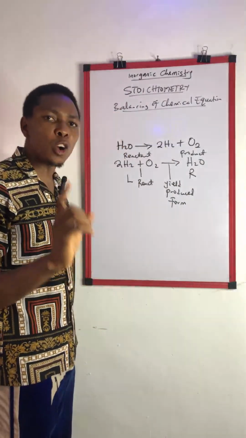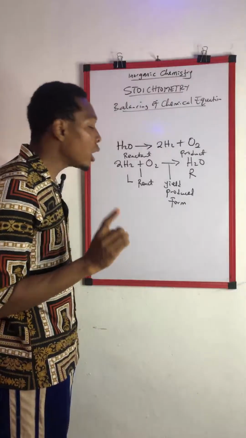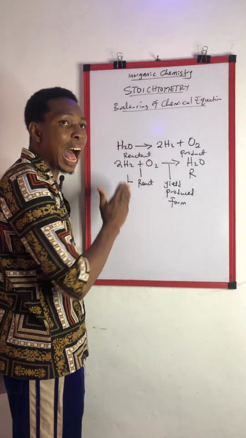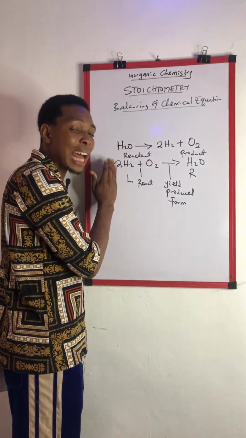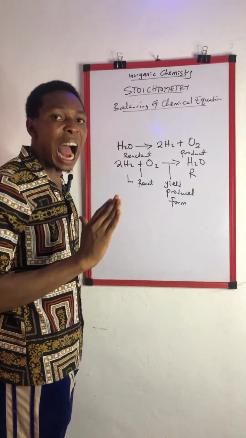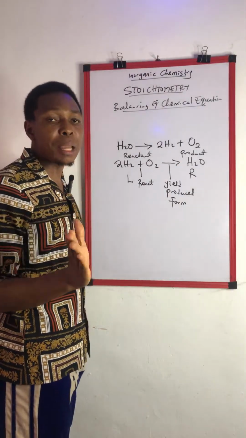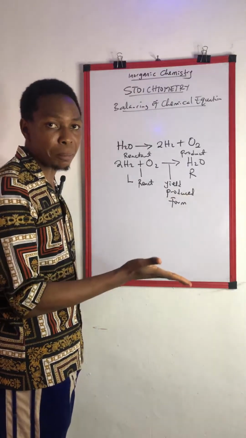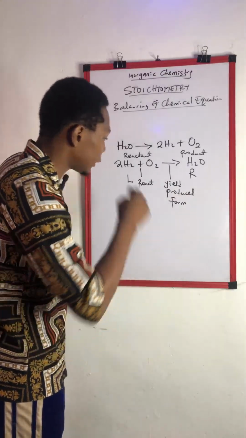When you are balancing your chemical equation, ensure that the numbers of molecules and atoms at both sides are equal and equivalent, meaning they are the same.